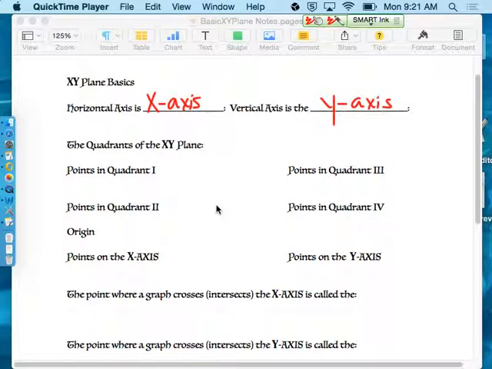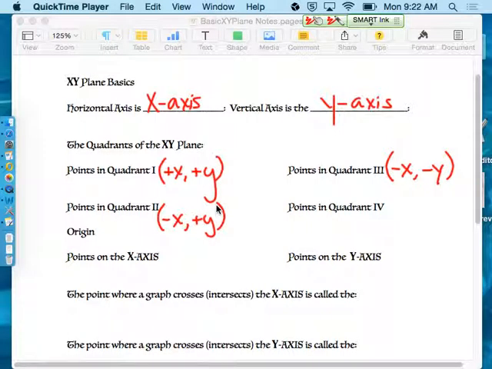So if a point is in quadrant number 1, it has a positive x and a positive y. If it's in quadrant number 2, it has a negative x and a positive y. If it falls in quadrant number 3, both x and y are negative, and if it falls in quadrant number 4, x is positive and y is negative. So you can easily identify the quadrant where a point falls based on the sign of the coordinates.